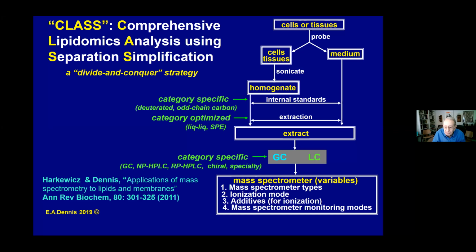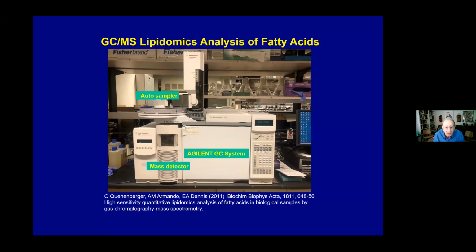And then one comes to the mass spectrometer variables, and you have different types of mass spectrometers. You have additives, ionization mode differences, and mass spec monitoring modes. So each of these are designed for what category of lipids or categories one's looking at. So this is the GC mass spec system that we use and have used for a long time in our lab for analyzing fatty acids.